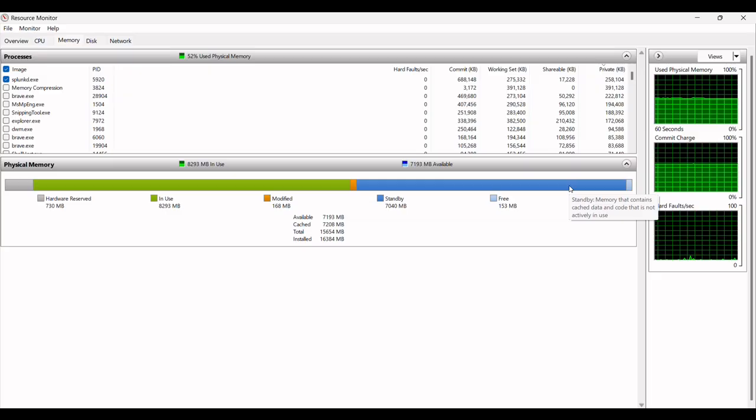On the right side, we can see a real-time memory utilization graph. These graphs help administrators identify memory pressure, paging activity, and resource consumption trends over time. Overall, this helps administrators diagnose RAM bottlenecks, excessive paging activity, and memory intensive applications.